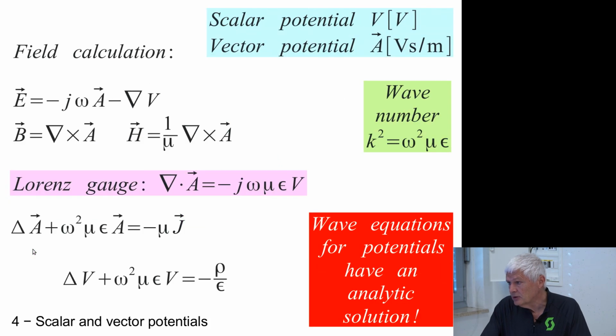What we are going to do is introduce potentials. Potentials are an intermediate quantity from the sources, current densities and charge densities, to fields. We actually want fields here, but our information is hidden in currents, in the electrical current density and in the charges, in the sources.